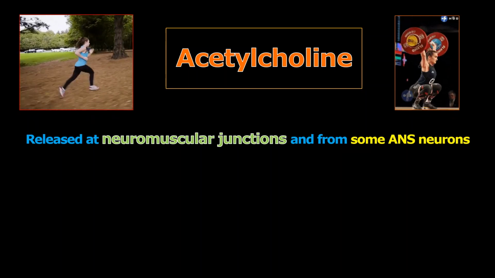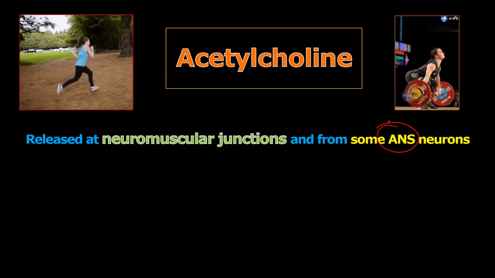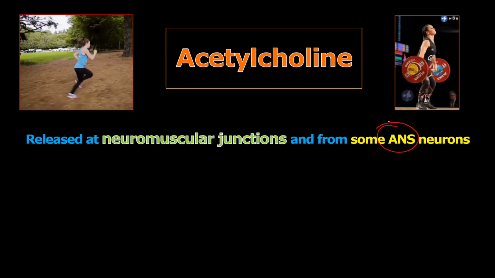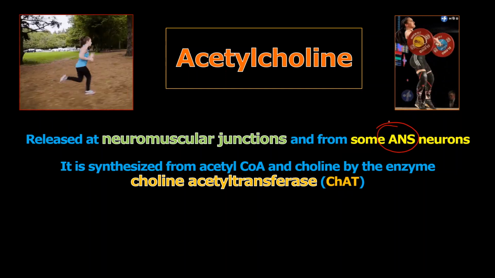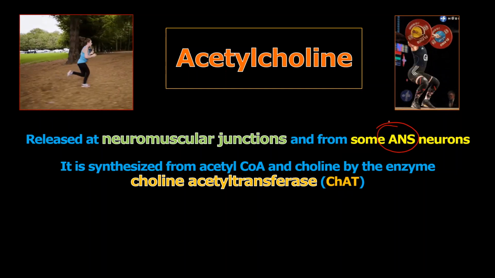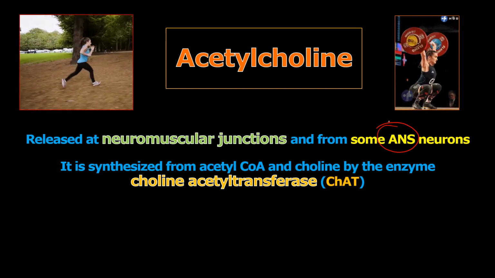It is released at some ANS neurons here. I'll circle that, autonomic system, right? And we haven't talked about it at all yet, except to introduce it. But we'll revisit this acetylcholine idea when we get to the autonomic nervous system. So it's synthesized from an enzyme called CHAT, choline acetyltransferase, and it basically glues together acetyl-CoA and choline.